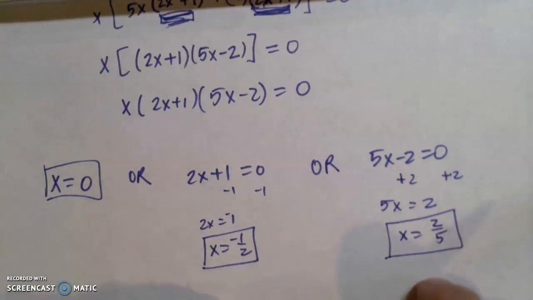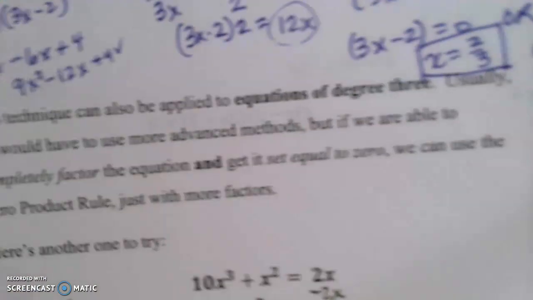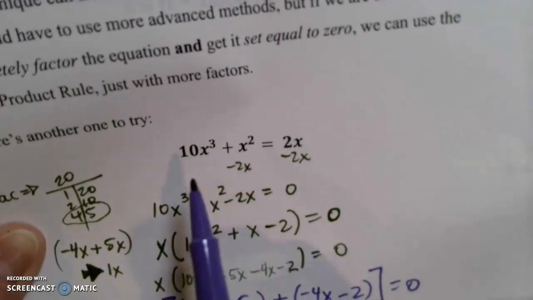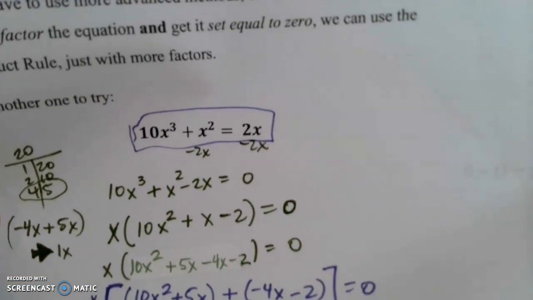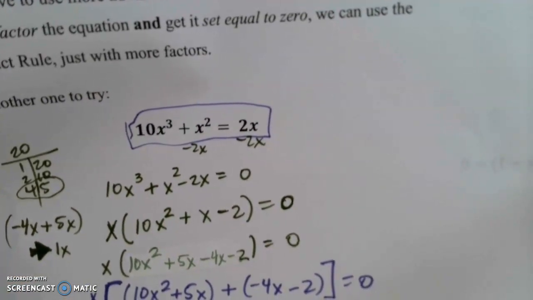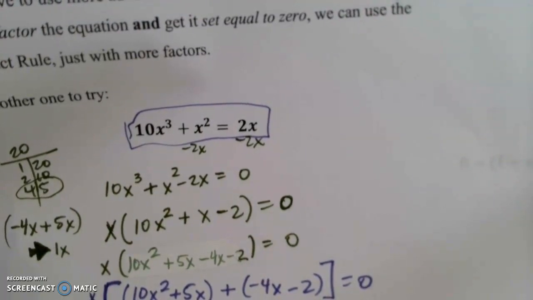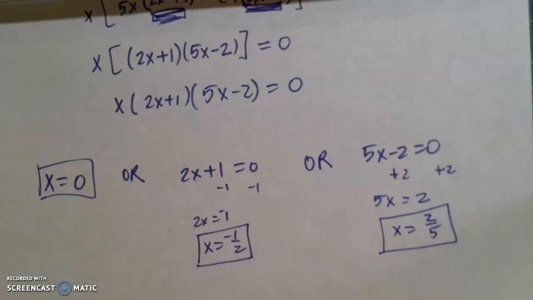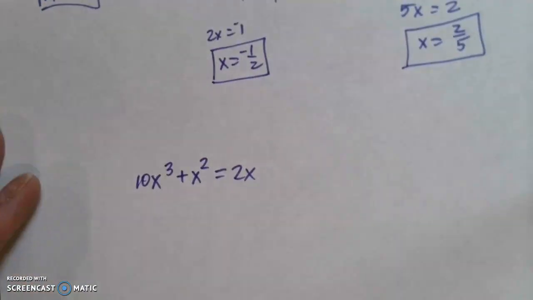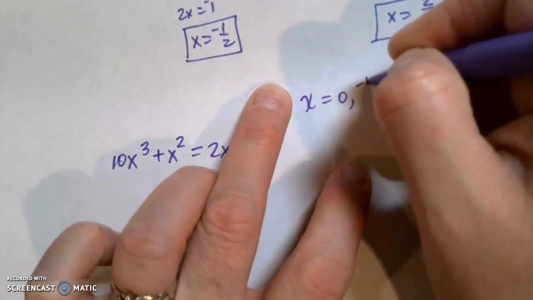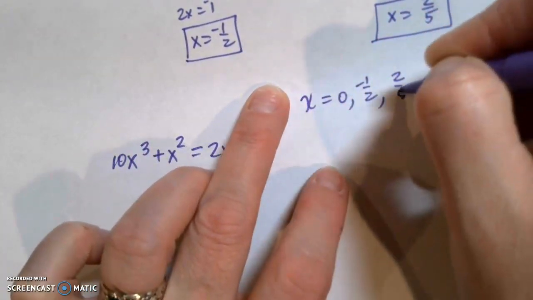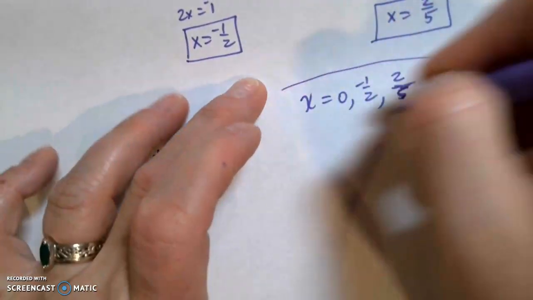So we have 3 of these, and I've put them in boxes, but I really do need to check these back into the original equation. So remember, and I'm going to hop back over here, this is the original equation. So this is what we've got to substitute those things into. I'm going to write that down on my other page. So 10x cubed plus x squared equals 2x. I really want to use that specific equation and check those 3 possible answers. So x is 0, negative 1/2, and 2/5. That's what we are looking at.